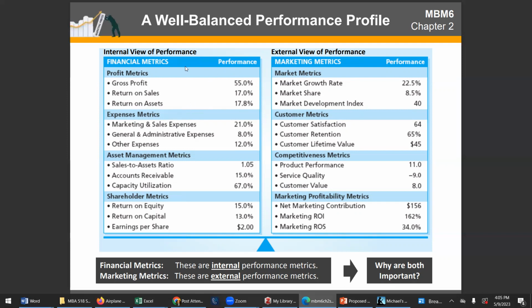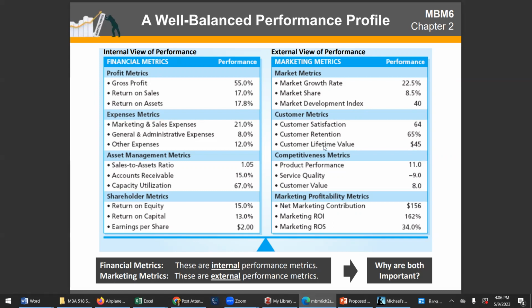Okay. So while financial metrics are internal, marketing metrics are customer centric and therefore are external metrics. They're not focusing on how the company is doing. We're focusing on how well we are doing in the eyes of our target segment, our customer segment. Okay.